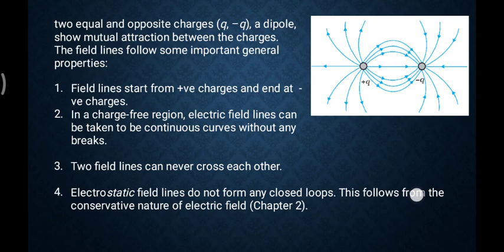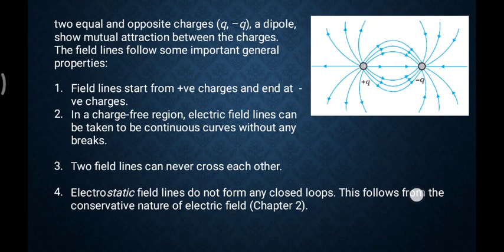The two equal and opposite charges q and minus q form a dipole, and the figure shows the mutual attraction between the charges, because they are opposite charges and opposite charges always attract each other. The field lines follow some important general properties. Field lines start from the positive charge, as we saw, because it is emerging outward, and end at the negative charge. That is a very general thing.